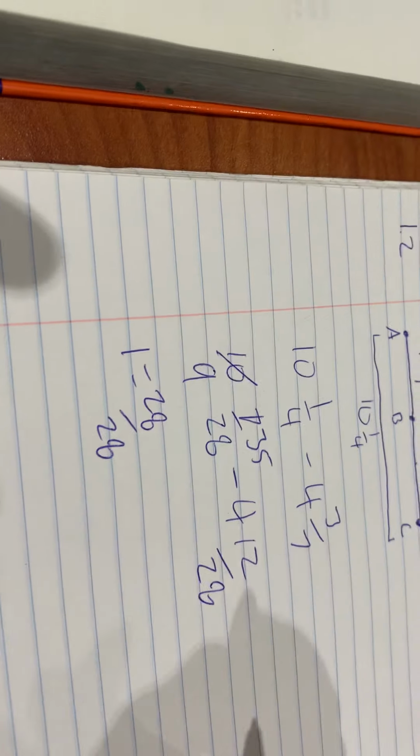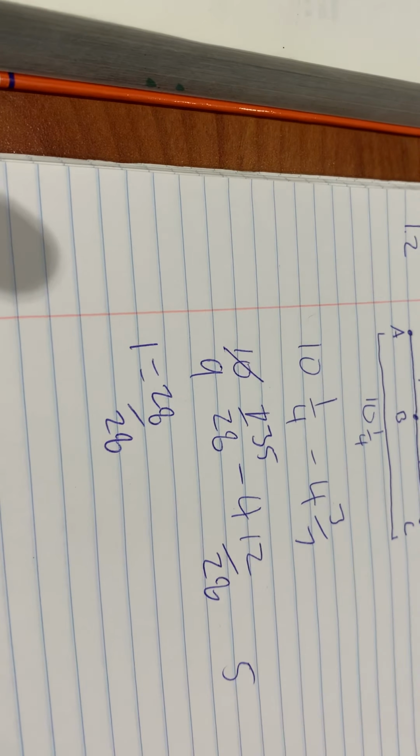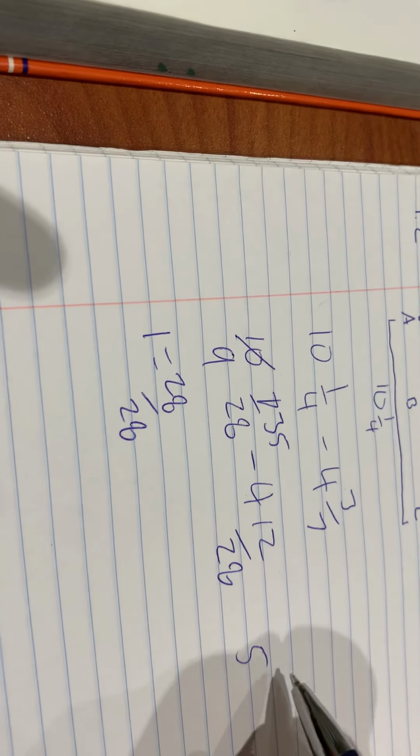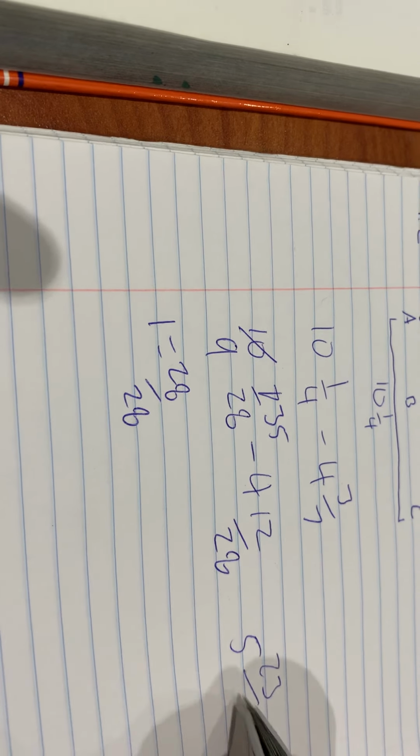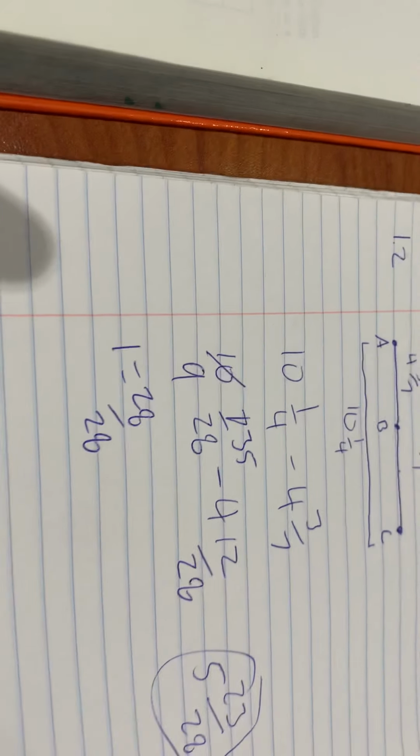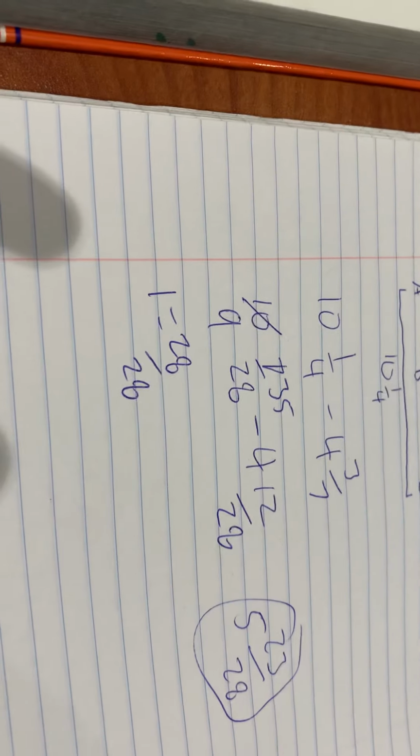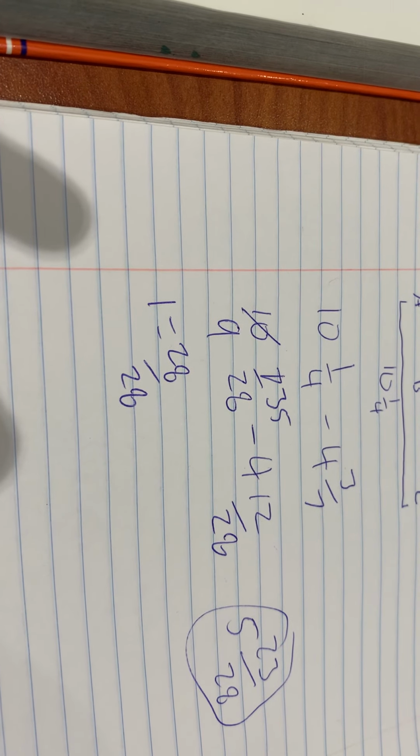Now I can subtract the whole numbers. I'll get 5, and the fraction I will get 23. So I'm going to end up with 5 and 23 over 28.